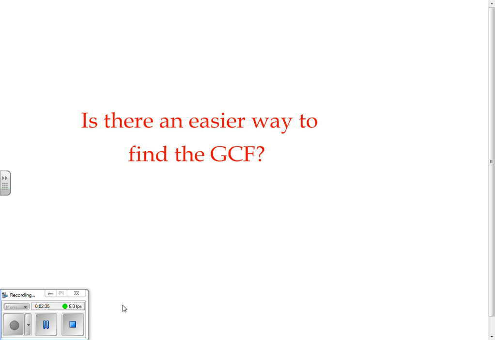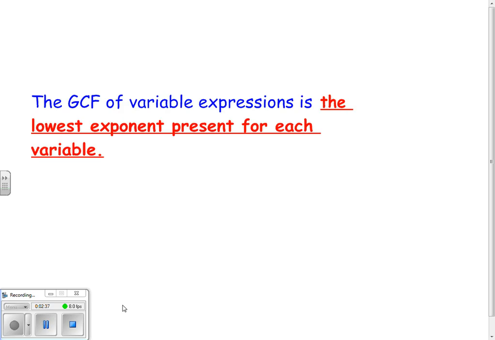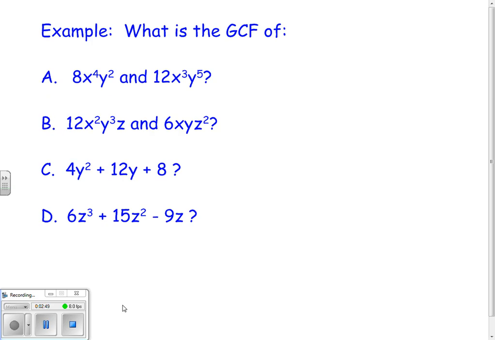So there has to be an easier way than listing them out. And the idea behind this is that it's the lowest exponent present for each variable. So you don't need to list all the letters out. You just look between them and you're looking for the lowest number of each of them. So take a look at example A. You have to do the letters and numbers separately.